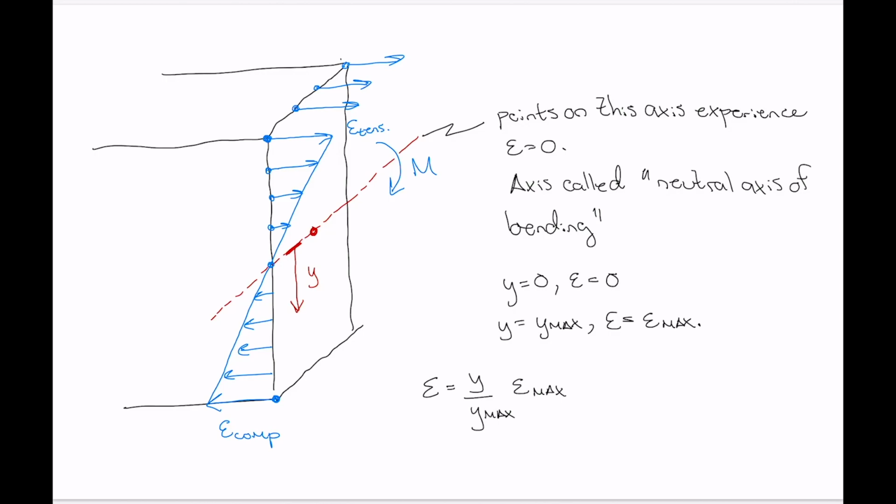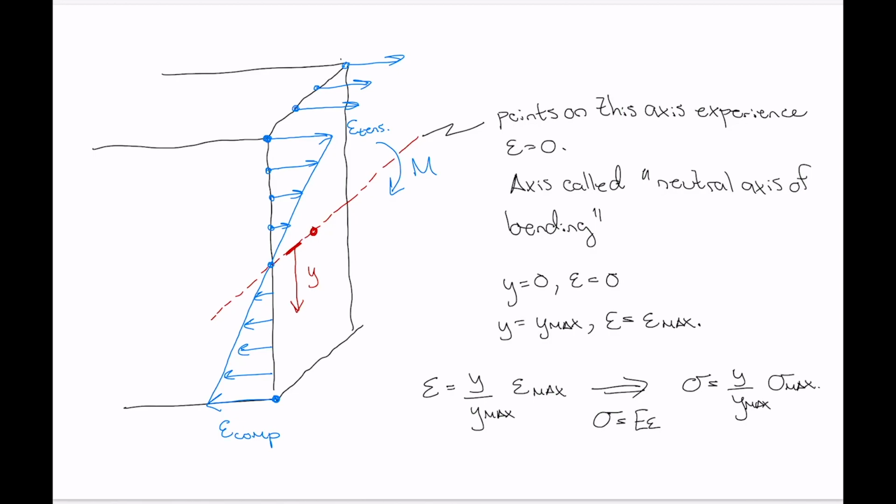So we can then take Hooke's law and say, well, the same expression or relationship could be true for stress. So recognizing that stress sigma is just modulus of elasticity multiplied by strain for stresses below the yield stress, then that same expression is true for stress. We've got stress is distance y divided by y max multiplied by sigma max.